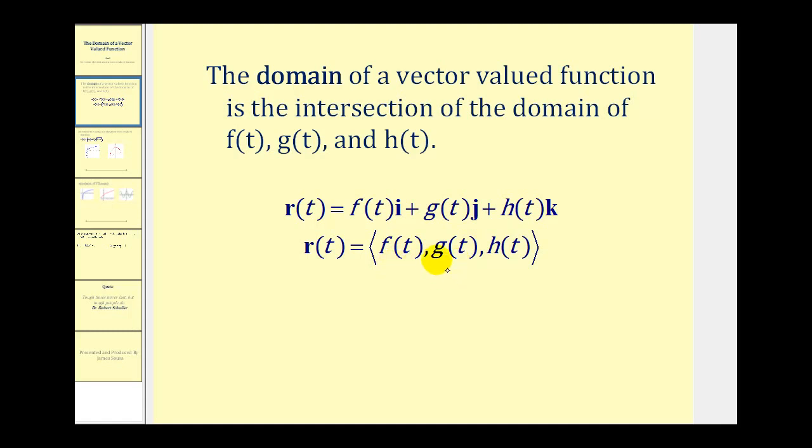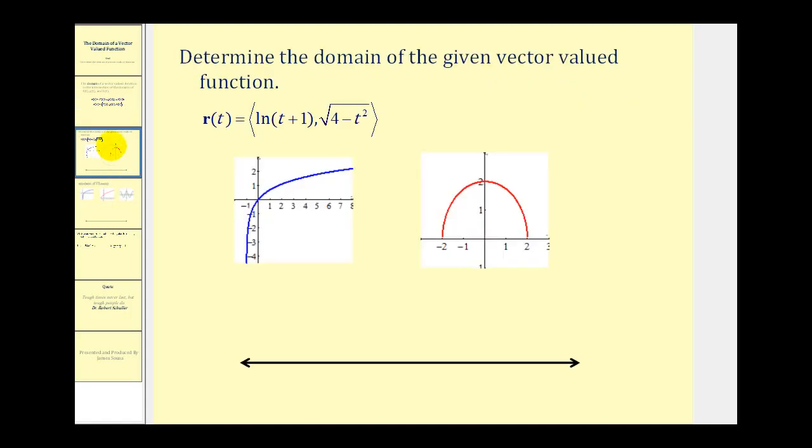Let's take a look at a couple of examples. Here we want to find the domain of the vector-valued function r of t. There are only two components. We have to find the domain of natural log of t plus 1, find the domain of the square root of 4 minus t squared, and then determine the intersection of those two domains.